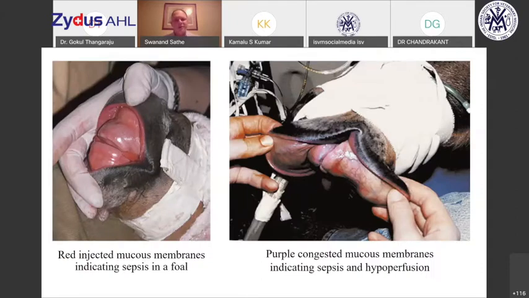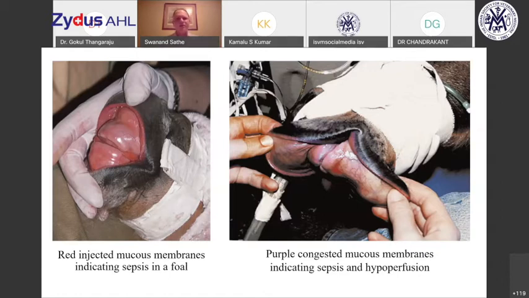So these are a couple of pictures of foals that were septic. On your left-hand side, you actually see foals that have injected mucous membranes. And that's an early sign of sepsis in foals. Besides injected mucous membranes, you might see hyperemic coronary bands on their feet. You might see fever. And on the right-hand side, you see a foal that has sepsis as well as hypoperfusion.